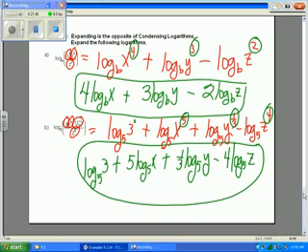Okay, so once again, while those skills seem abstract, they are skills to practice so that we can do our next step of solving logs. Okay? All right.